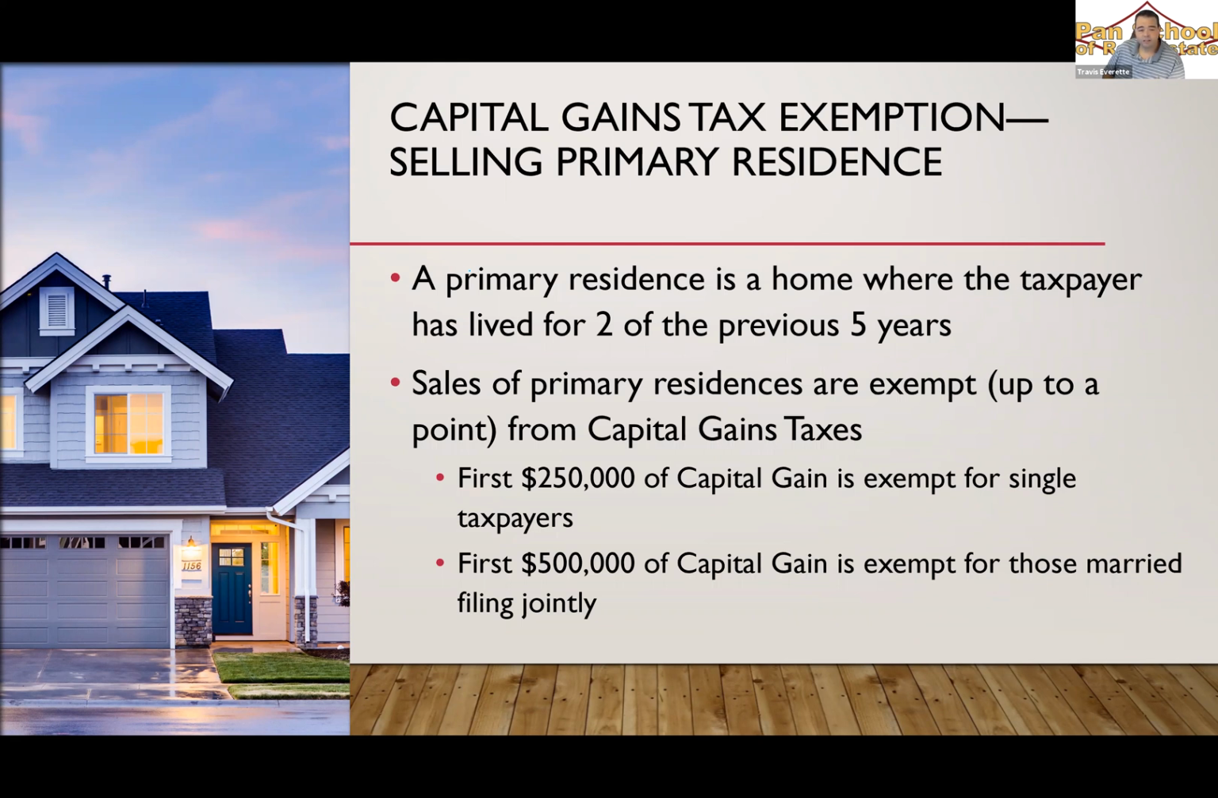This exemption says if you are selling your primary residence, then you are exempt from paying capital gains tax unless you have a gain of more than $250,000 as a single person, or a gain of more than $500,000 as a married couple. Now, not sales price of $250 or $500, but gain.